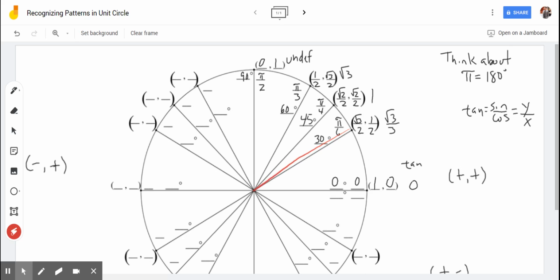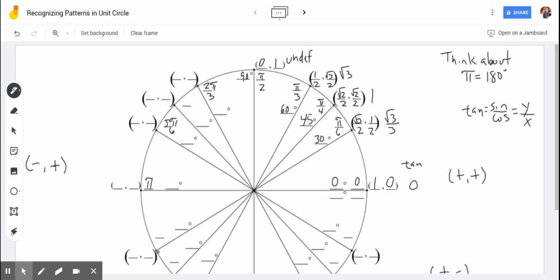So it's 1 pi over 6, 2 pi over 6, which is the same as pi over 3, 3 pi over 6. This is going to be 4 pi over 6, which simplifies to 2 pi over 3. We skip this one here in the middle. Then we'll go to 5 pi over 6. And then 6 pi over 6 is here, which is just pi.